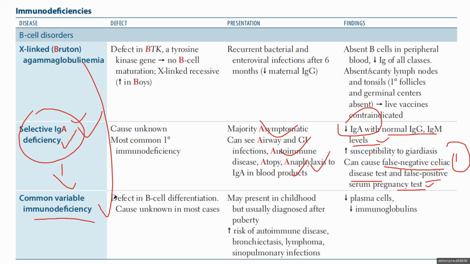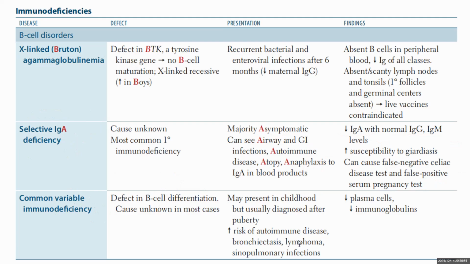But in CVID, we do actually have the presence of B cells, okay? B cells are present here. But the main thing that you need to remember is that they fail to differentiate into plasma cells. These B cells are present, but they fail. The defect is in the differentiation of B cells into plasma cells. That is the major clinical feature in CVID.